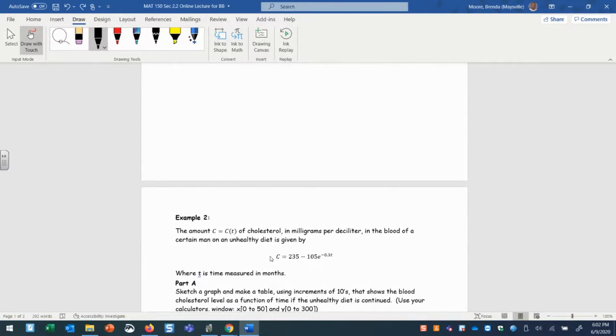The amount C equals C of T of cholesterol, in milligrams per deciliter, in the blood of a certain man on an unhealthy diet is given by this formula. T is measured in time, the time is in months. Sketch a graph and make a table using increments of 10 that shows the blood cholesterol level as a function of time if the unhealthy diet is continued. Use your calculator. We're going to use the window for X from 0 to 50, Y from 0 to 300.